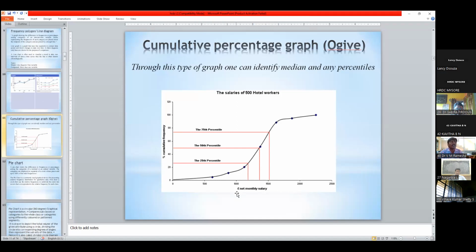You don't require any statistical calculation. Through the Ogive, or cumulative frequency percentage graph, you can directly calculate any percentile point, any quartile point, with much ease. So that is the idea. You can easily do that.